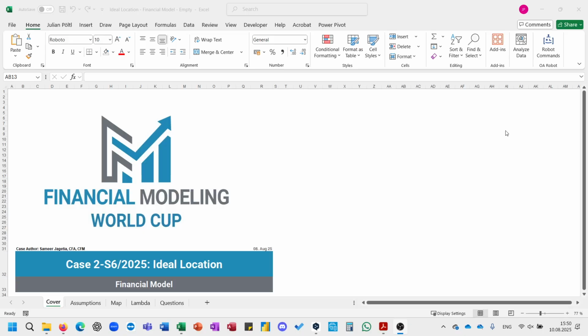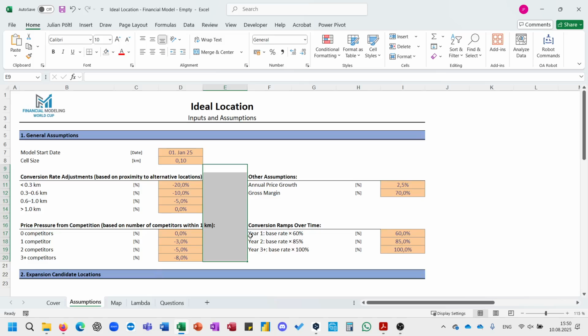This time again a case 2 solve from the Financial Modeling World Cup. As you know, I sometimes also do the financial modeling cases, and normally only case 2, because case 1 is most of the time not interesting and case 3 is out of my current abilities. This time it's case 2 from session 6, called Ideal Locations.